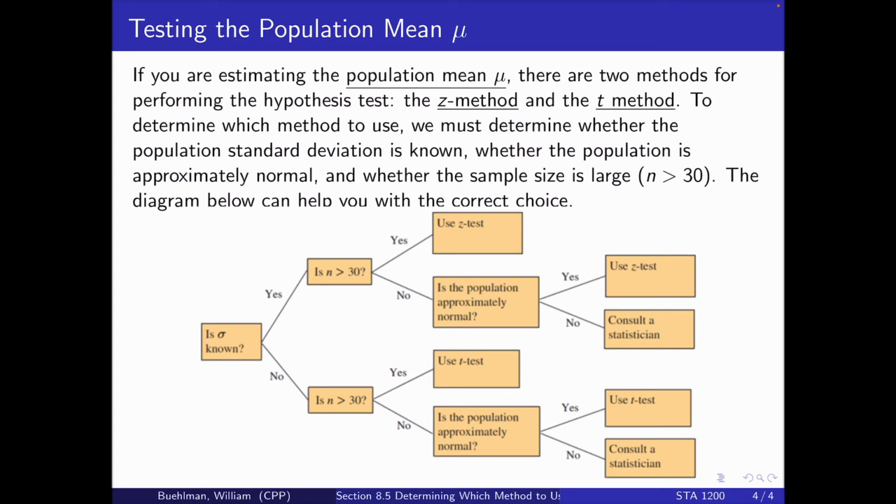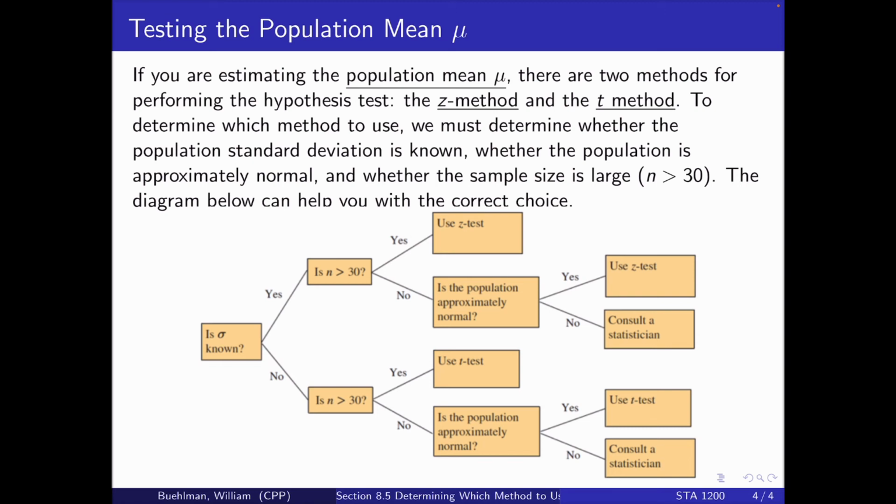So in the confidence intervals we use the Z method, in hypothesis testing we use the Z test. Similarly for T. If standard deviation is known and n is greater than 30, we can use the Z test, or if the standard deviation is known and the population is approximately normal, again we can use the Z-test. Otherwise, we have to consult a statistician if we're doing this for the population mean.